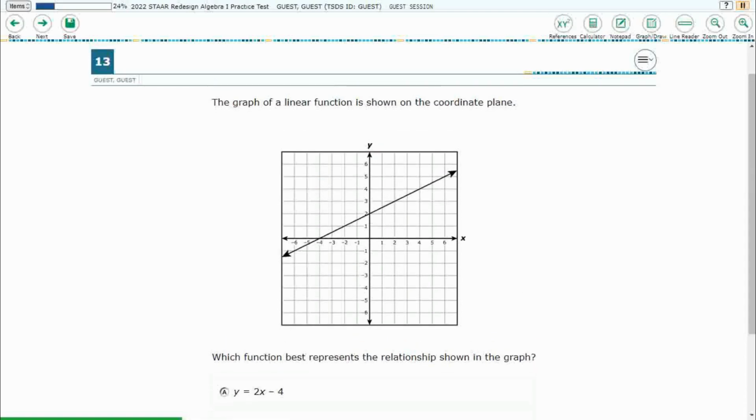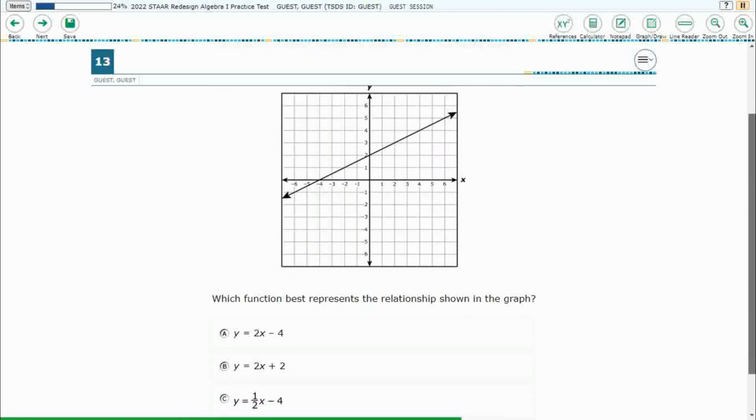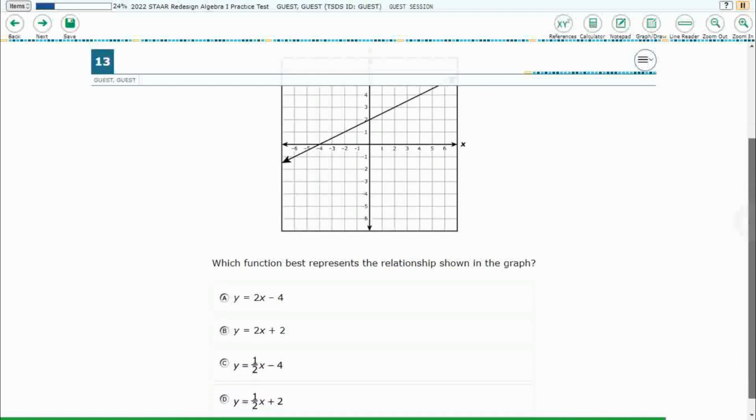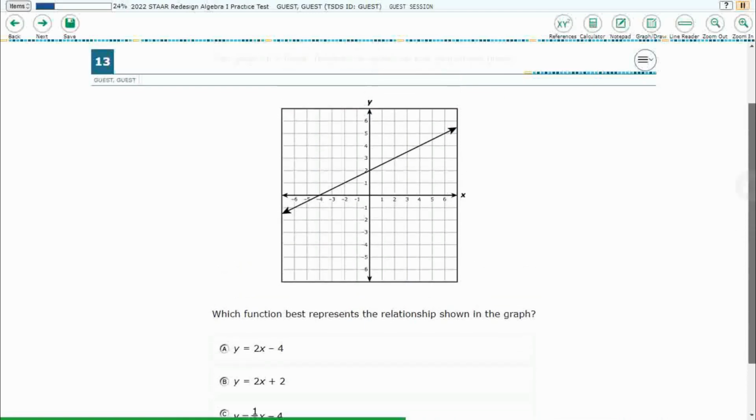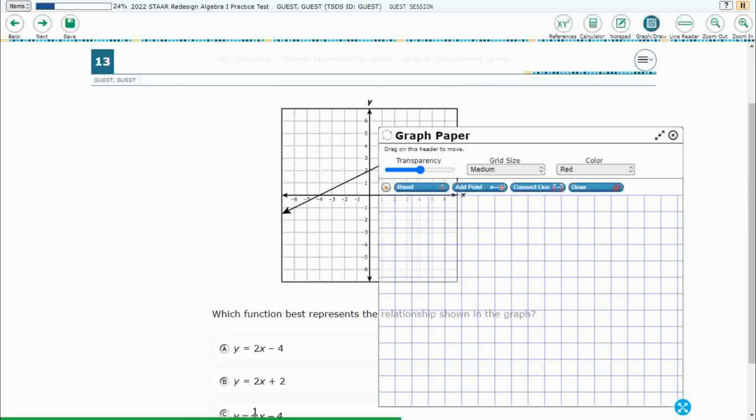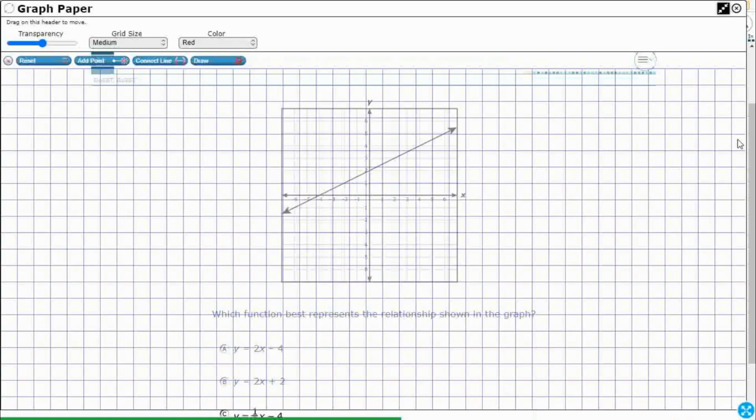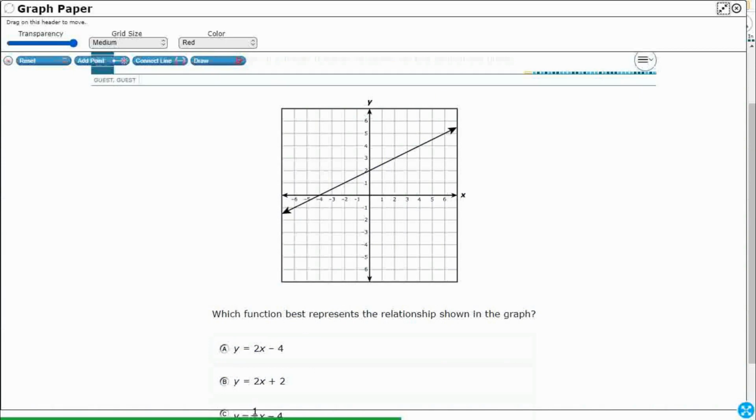So we have a graph of a linear function, and we need to find which equation here best represents that, and they don't give us any points. So we're going to have to visually take a look and see what we can find here. So we're going to open up our graph draw feature, increase the transparency so it's not really hiding anything, but we can draw on it.